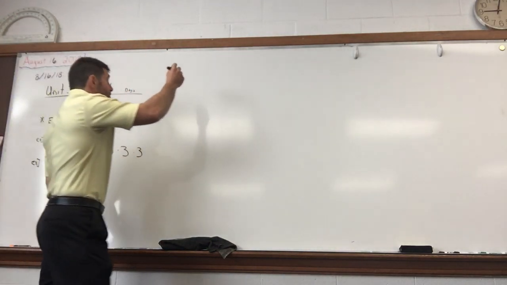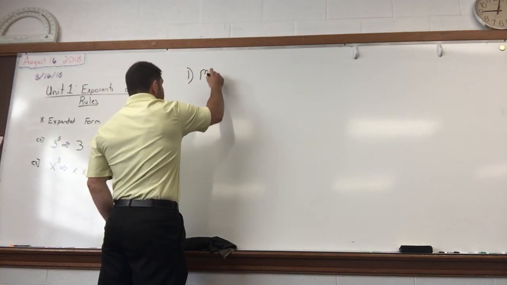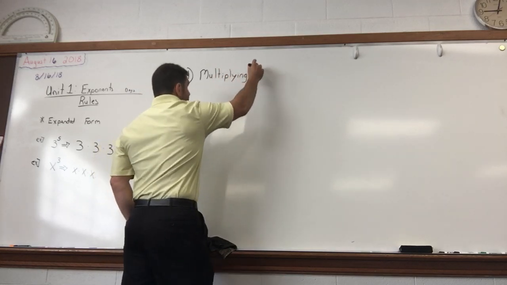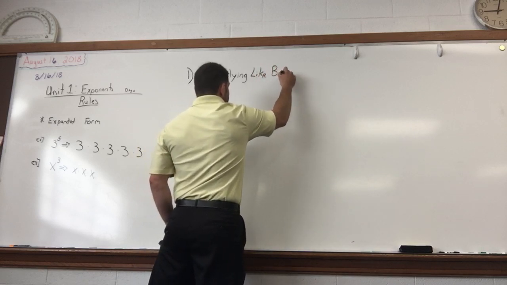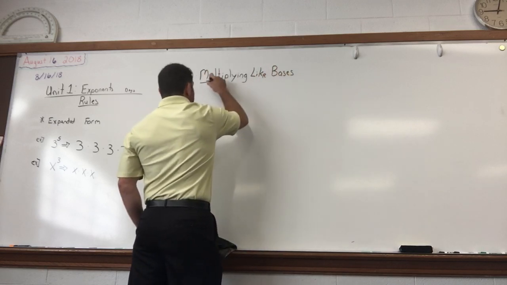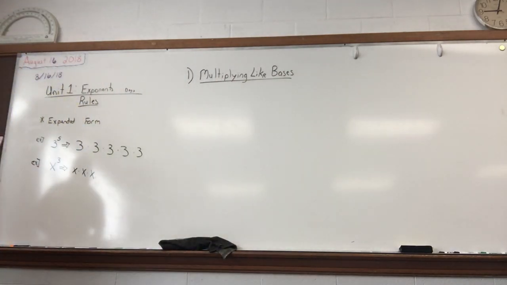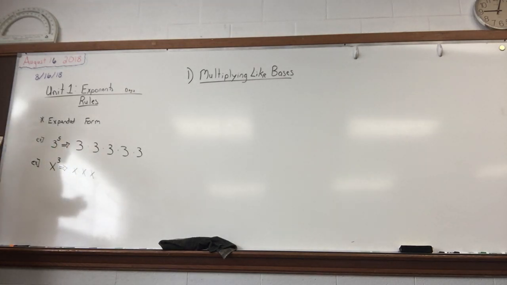So, our first rule is called multiplying like bases. Okay, so we're going to multiply things that have the same base. Remember, the base is the number that gets written over and over and over, right? Okay.